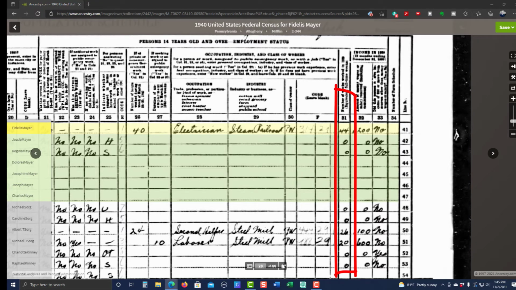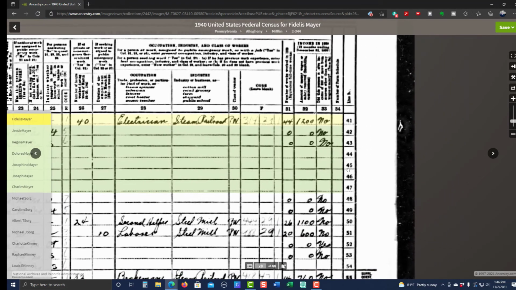Okay, column 31 says number of weeks worked in 1939. It says equivalent full-time weeks. So if you work part-time, you're supposed to figure out how many hours, I guess, total that you worked in 1939, and then divide that by 40, and that will tell you how many full-time weeks that you worked. You have to do some math there, I guess. So you can see for Fidelis, the number of weeks he worked in 1939, or the equivalent full-time weeks, is 44 weeks. If you look down at Michael Sorg's two sons, Albert worked 26 weeks, and Michael Sorg worked 20 weeks.